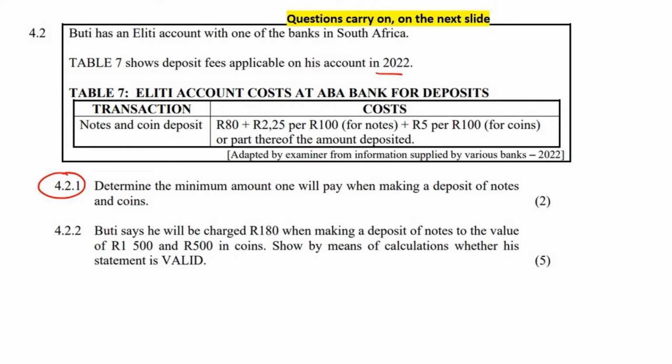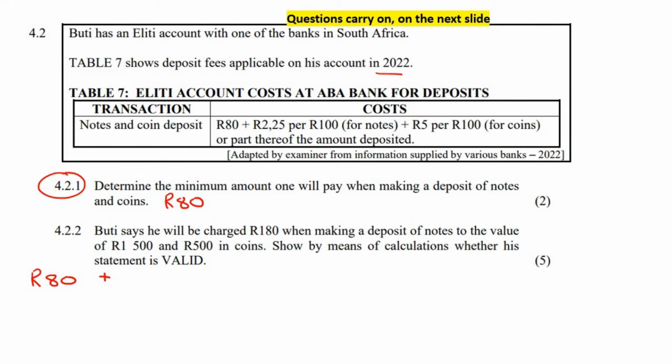That's how they're going to charge you. Okay, so it says determine the minimum amount. Well, that'll be 80 Rand. No matter what you deposit, you're always going to pay 80 Rand. Booty says that he will be charged 180 Rand when he makes a deposit of notes to the value of 1,500 and 500 Rand in coins. Show by means of calculations whether his statement is valid for 5 marks. Okay, so he's definitely going to pay 80 Rand, no matter what.